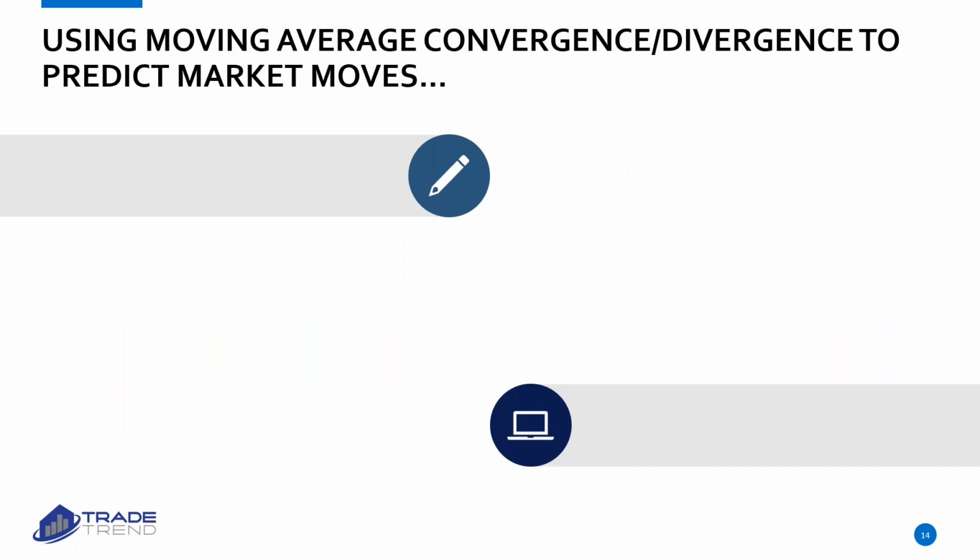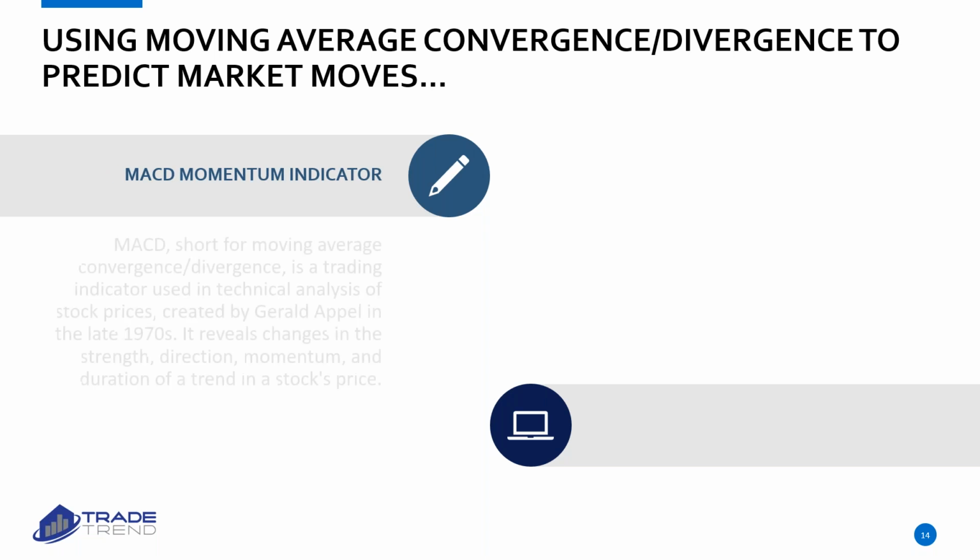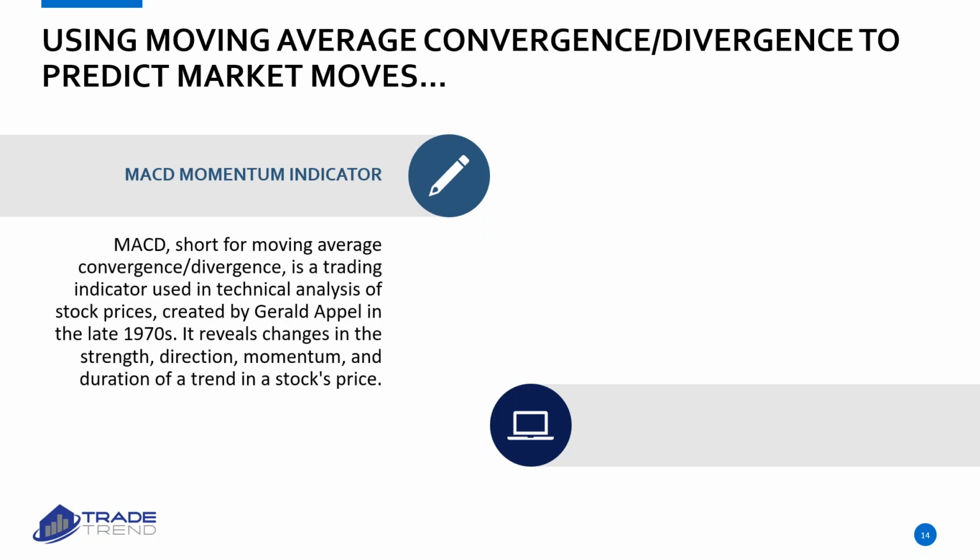So I'm going to show you a really cool way to use this. If you haven't used it or are not familiar with it, it stands for Moving Average Convergence Divergence. And I'm going to show you how to use it to predict market moves. It is a momentum indicator, like I said, and it was developed back in the 70s by Gerald Appel, so it's been around a long time.